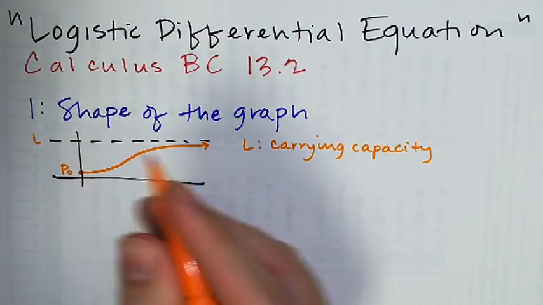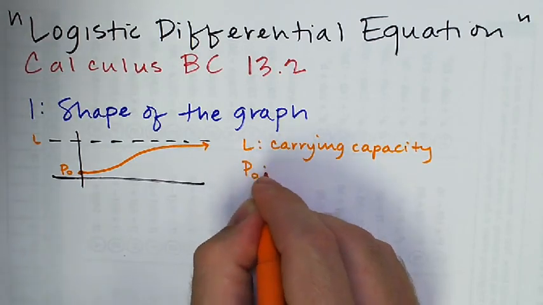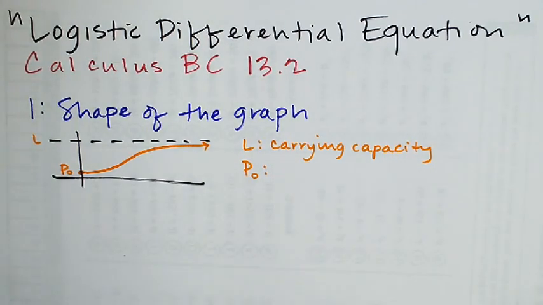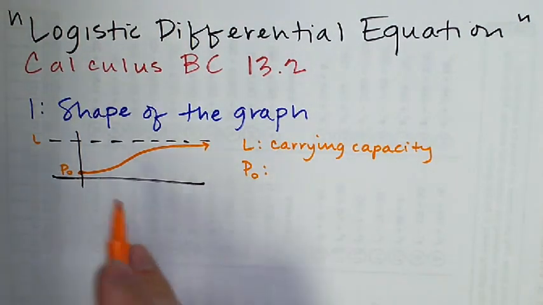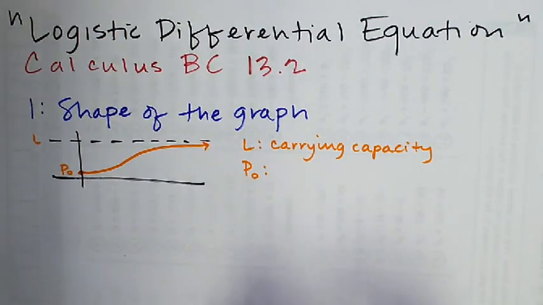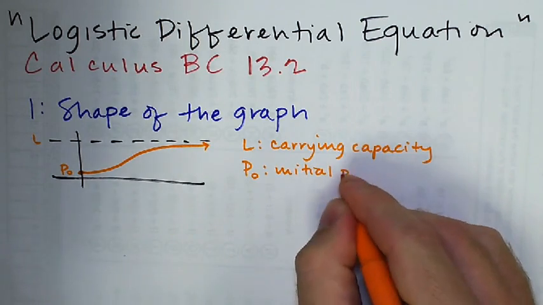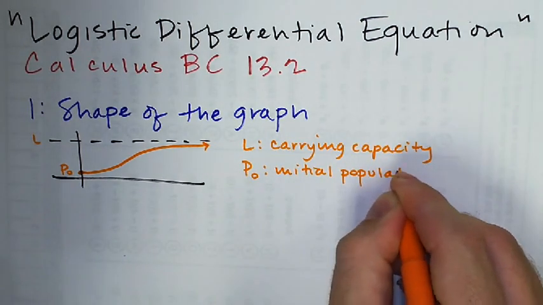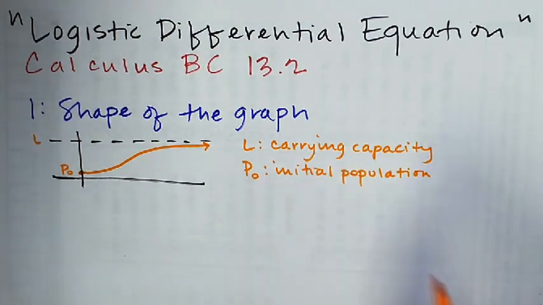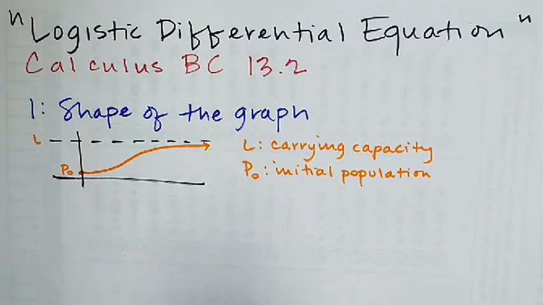And I'm going to call this P0. Now, P0 is our initial population, not actually something we have to worry about, but if you did take this a step further and actually solve the differential equation and find the solutions to it that generate that curve, you would need to be interested in the initial population. That's the shape of the graph.